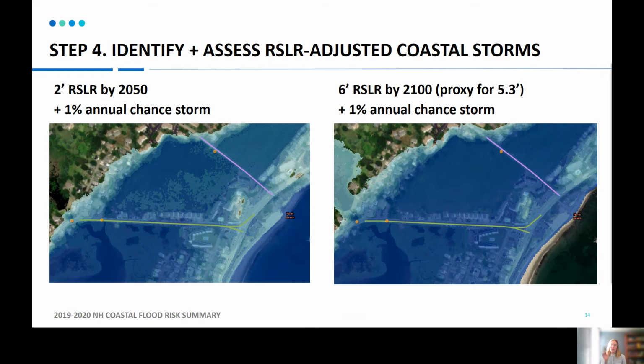With 2 feet of sea level rise on a 1% annual chance storm surge, you obviously see flood depths increase, and even more so with 5.3 feet of sea level rise. Again, darker blue is deeper water, and the actual depths of water can be seen on the sea level rise mapper where I accessed these maps. I'll provide the link to that at the end of the presentation.